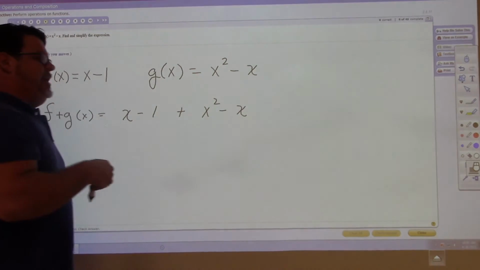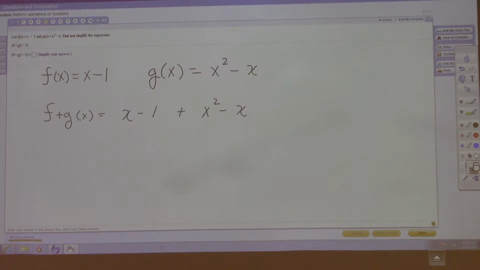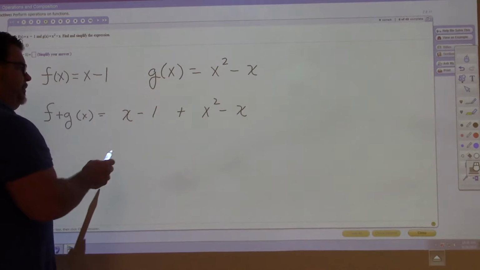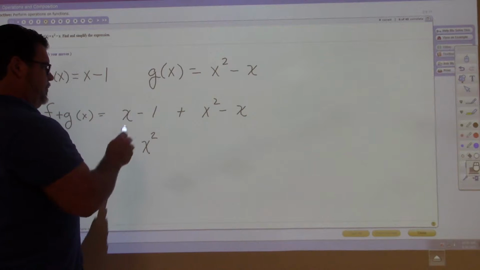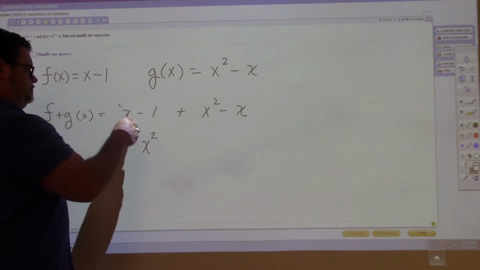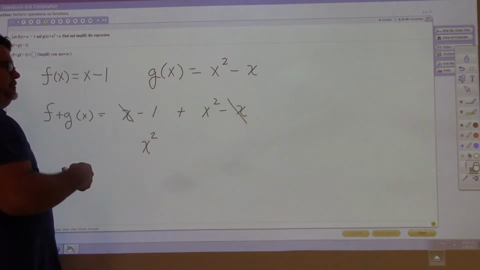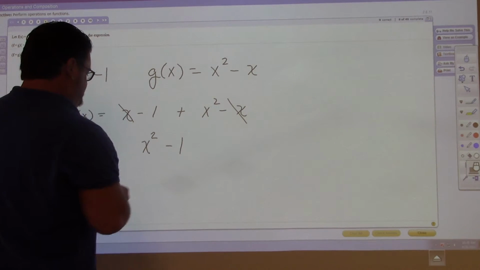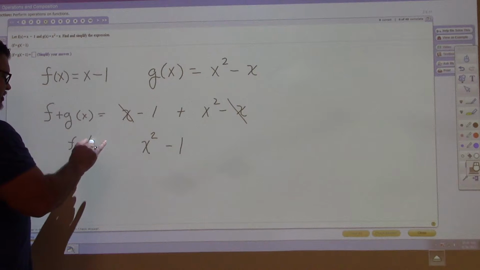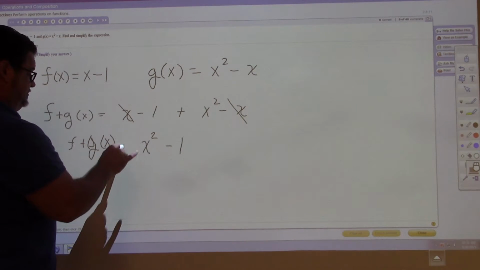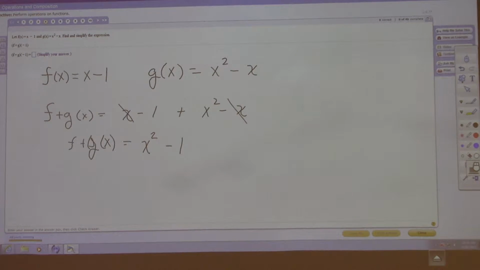Now, we don't have to worry about distributing the plus because positive 1 is a multiplicative identity and nothing changes. So we can just skip that step. And that's going to give us x squared. What's x minus x? That goes out. Minus 1. So f plus g of x is equal to x squared minus 1.